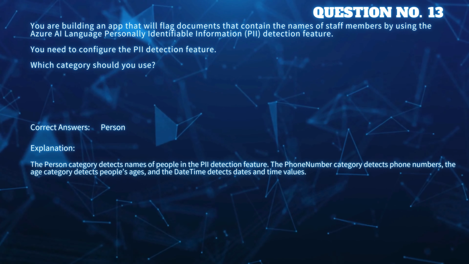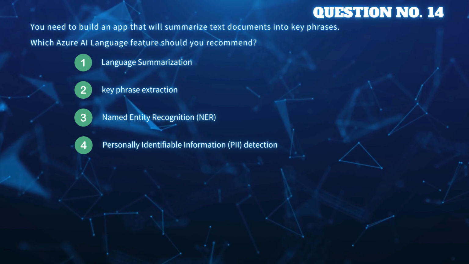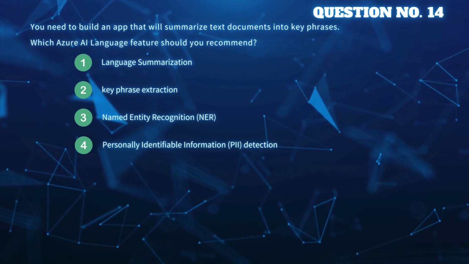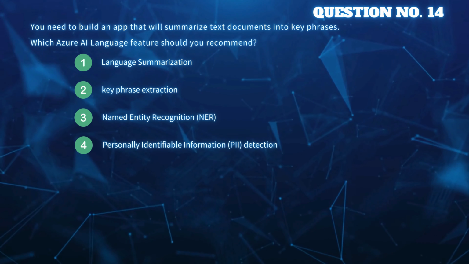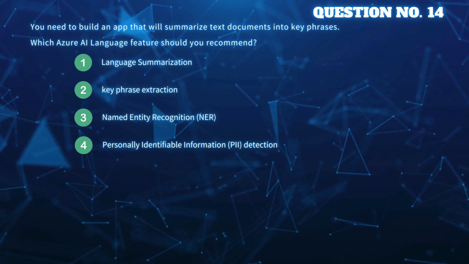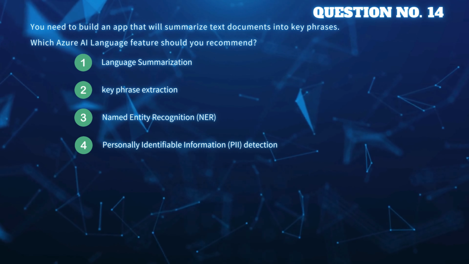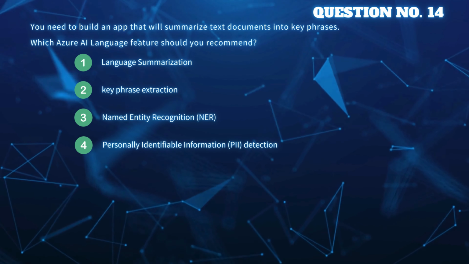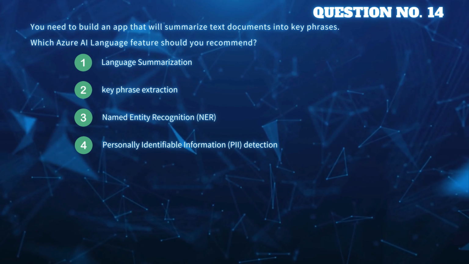time values. Question 14. You need to build an app that will summarize text documents into key phrases. Which Azure AI Language feature should you recommend? Option 1. Language summarization. Option 2. Key phrase extraction. Option 3. Named entity recognition, NER. Option 4. Personally identifiable information, PII, detection.